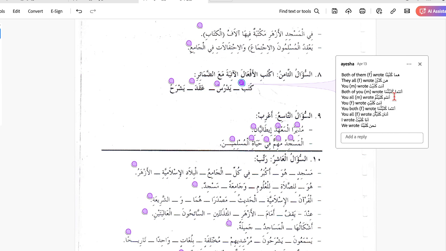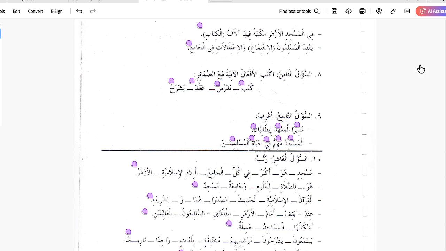So kataba was the past tense. So this is all the conjugation of the verb kataba with all the pronouns.